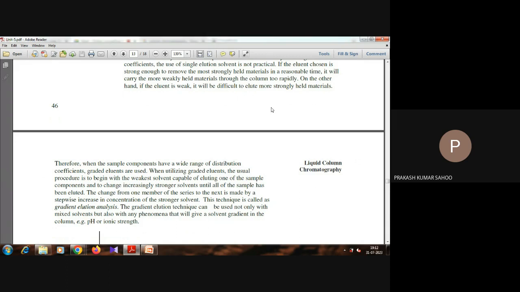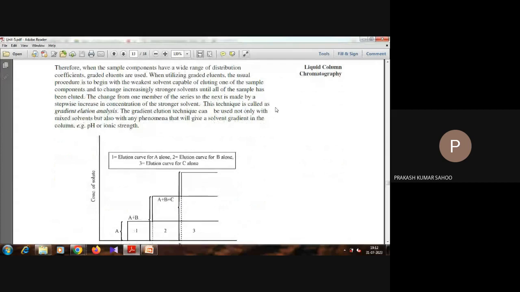So we have to add a solvent or eluent which is stronger than the component which is strongly held with the stationary phase. Therefore, when the sample components have a wide range of distribution coefficients, graded eluents are used. When utilizing graded eluents, the usual procedure is to begin with the weakest solvent capable of eluting one of the sample components and to change to increasingly stronger solvents until all of the sample has been eluted.